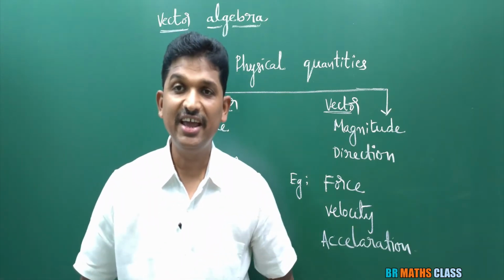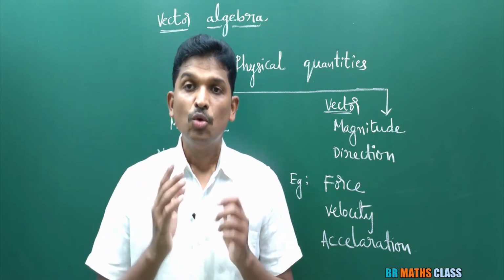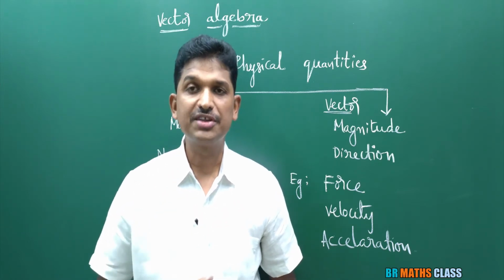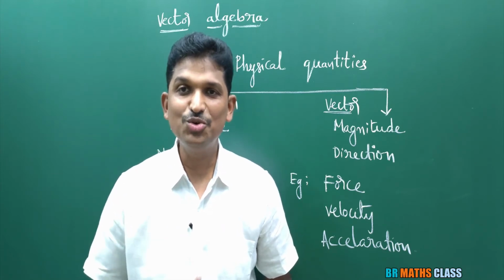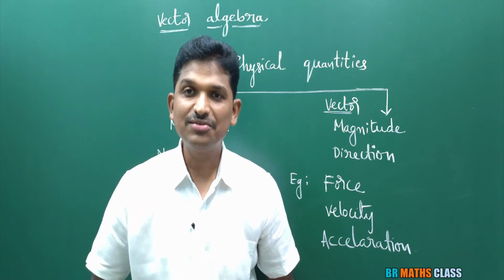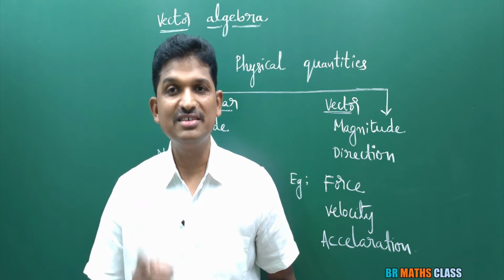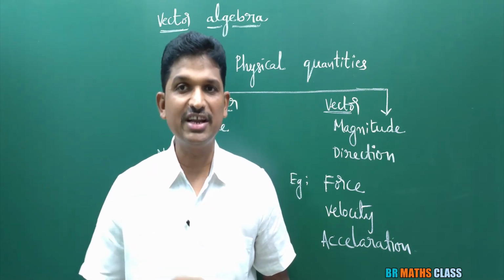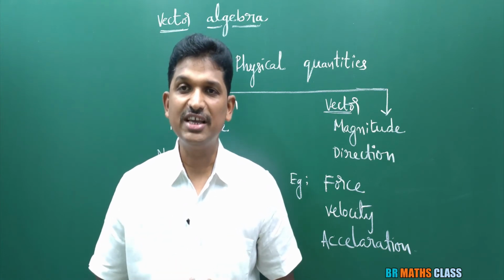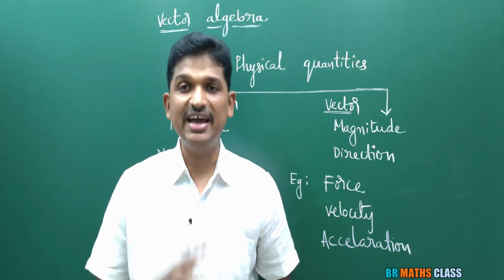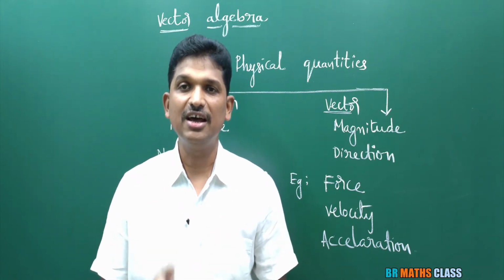I am saying again and again, if you are good in the theory part of vector algebra, this chapter is going to be very easy. What have you learned till now? You learned the definition of scalar and the definition of vector. What is the definition of scalar? Good. A physical quantity which has only magnitude but no direction is known as scalar. What is a vector quantity? A physical quantity which has both magnitude and direction is known as vector.